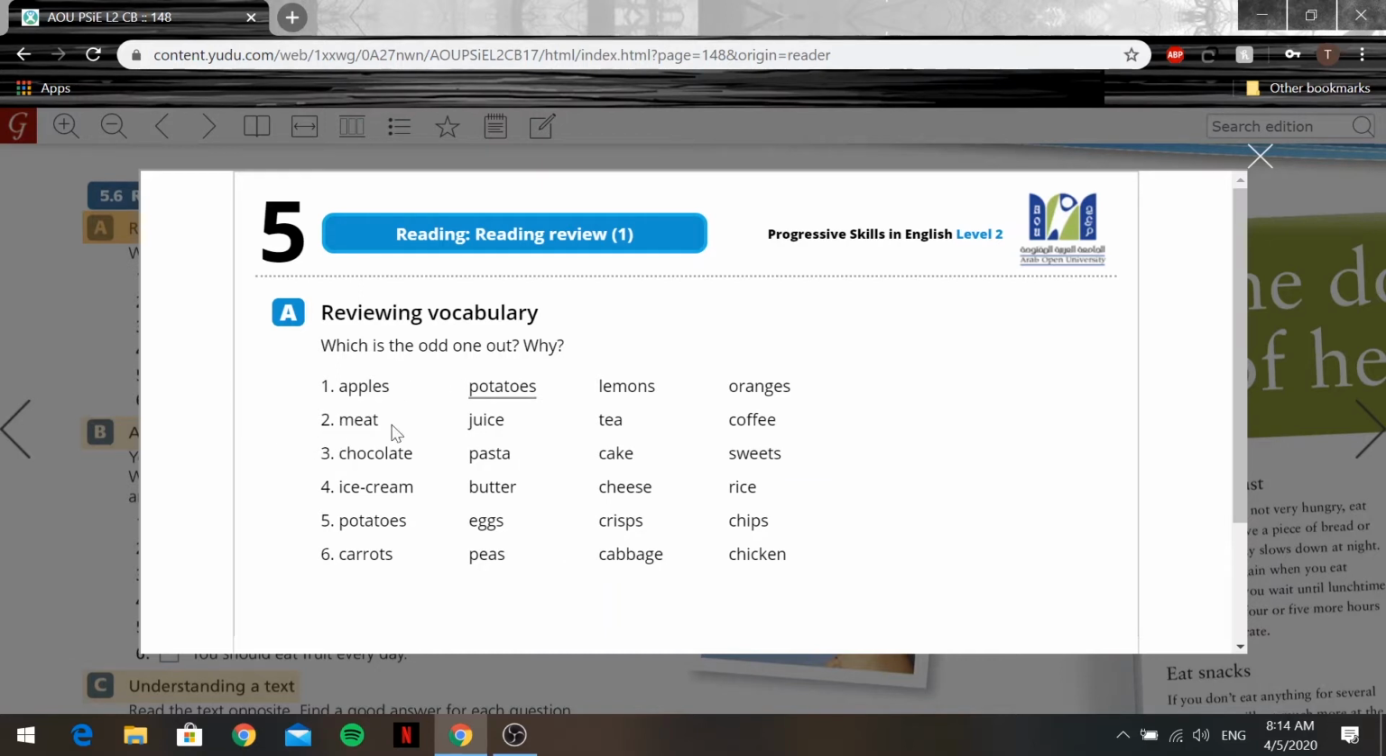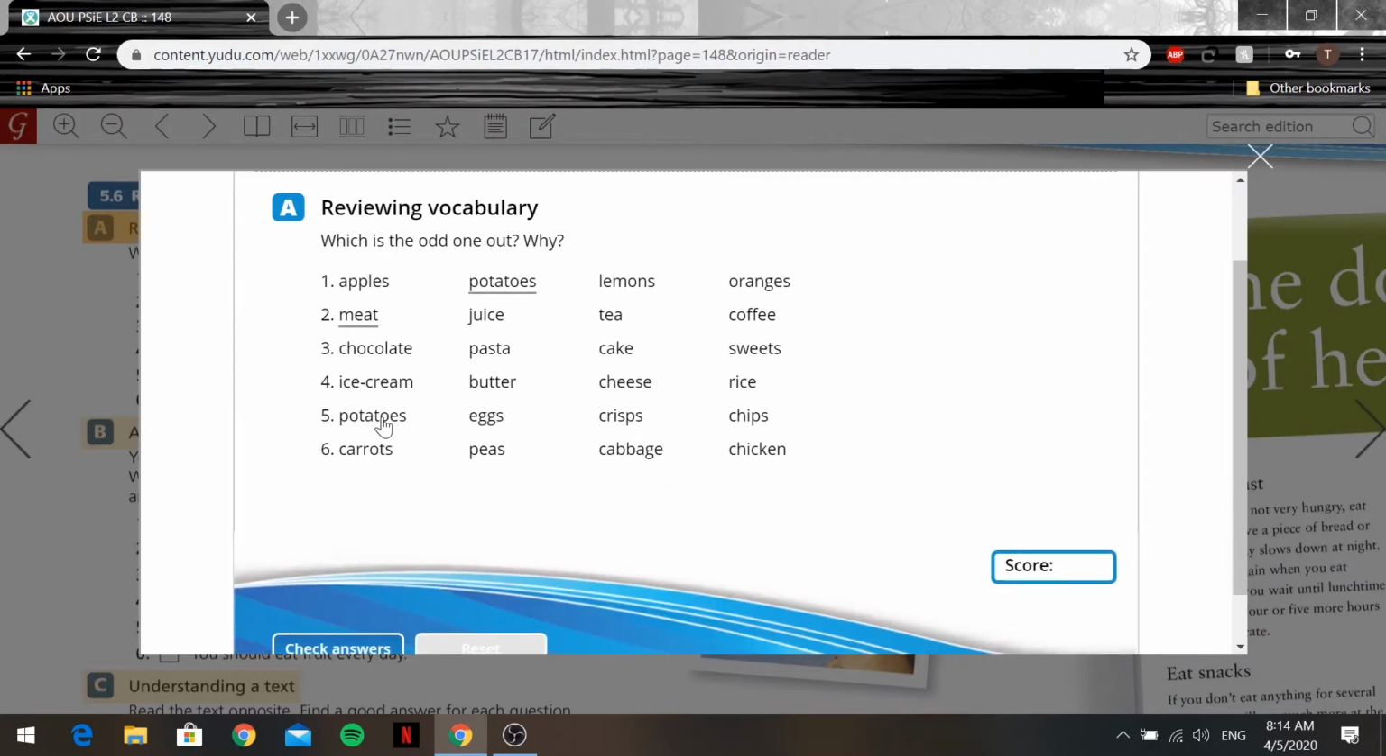Two, meat, juice, tea, and coffee, okay? So we'll say meat is the odd one out. Why? Well, simply because meat is not a drink. Three, chocolate, pasta, cake, and sweets. We'll say pasta in this one. Why? Because it doesn't have as much sugar as chocolate, cake, or sweets.